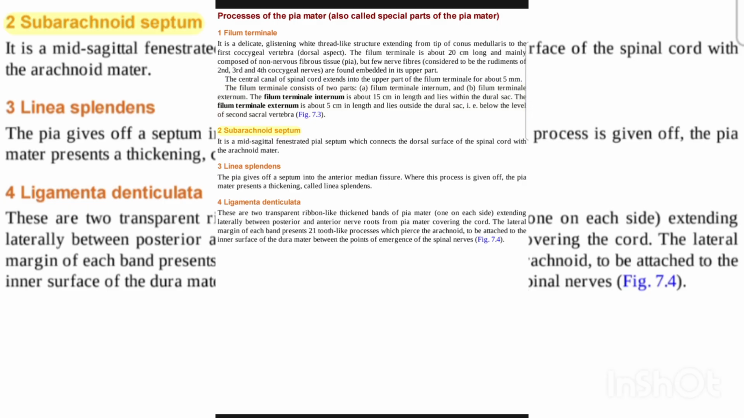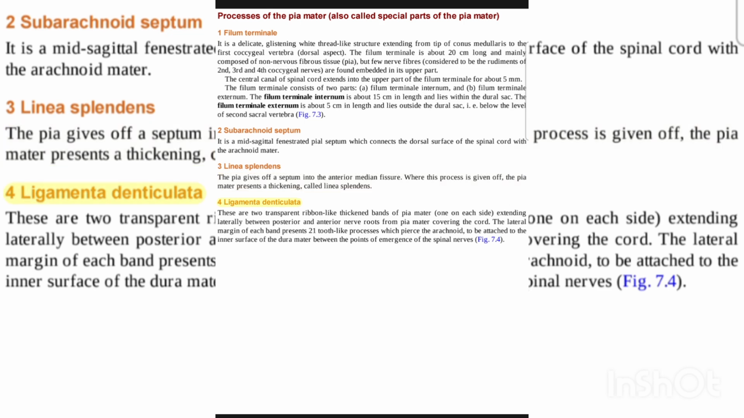7.3. 2. Subarachnoid septum. It is a mid-sagittal fenestrated septum which connects the dorsal surface of the spinal cord with the arachnoid mater. 3. Linea splendens. The pia gives off a septum into the anterior median fissure. Where this process is given off, the pia mater presents a thickening, called linea splendens.